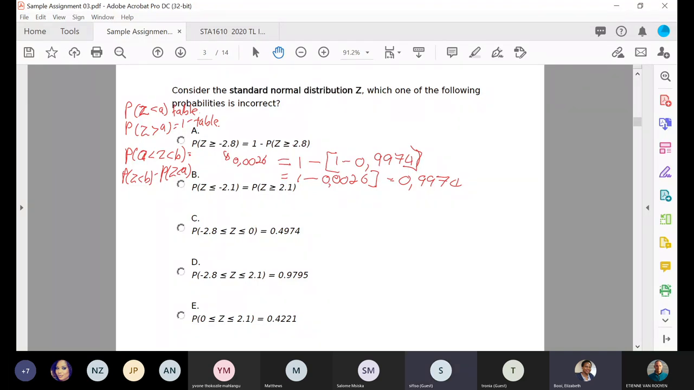No, but on the other side, isn't it supposed to be 1 minus that 0.0026? Oh, yes, because this side is also greater than. Yes, you are right. My bad there. So also it should be 1 minus. I forgot to look at the sign on this side as well, because it's greater than. So also this side is 0.9974. Thank you for picking that one up.